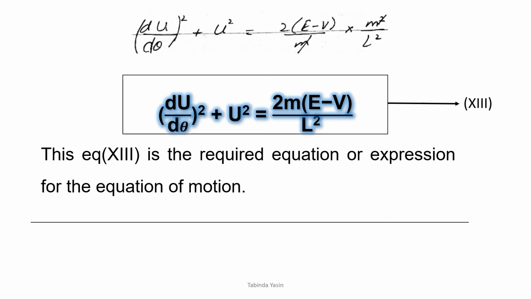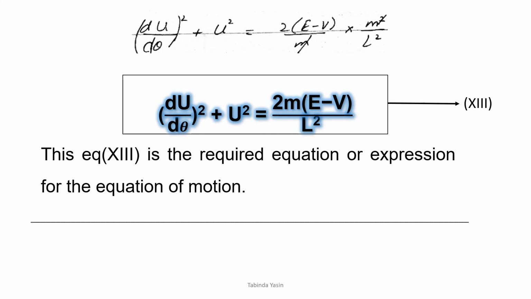Now to solve that equation for the end result, we multiply with m square over L square on the left hand side, and on the right hand side we have the equation du over d theta whole square plus u square is equal to 2 into e minus v over m into m square over L square. Cancelling m with m on the right hand side, the equation is left as du over d theta whole square plus u square is equal to 2m into e minus v over L square.